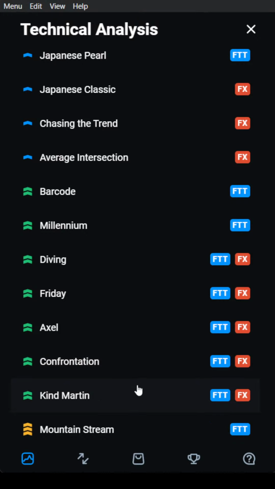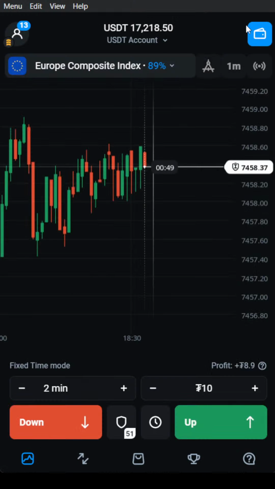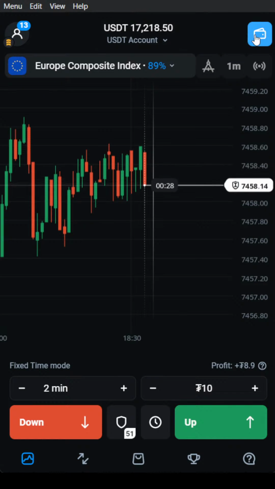So what is Kind Martin? How does it work? We will come to that. The basic tour of the platform is something that we will discuss so that the people who are new to the platform know very well where they can find what features and how they can be used. So first of all, on the left hand side top, you see the profile section where you can check your profile, your account ID, your status, all of that. The right side is the wallet from where you make the withdrawals and the deposits.